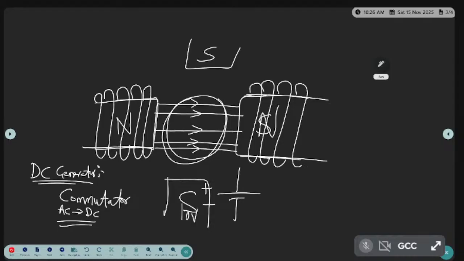Now, what are the parts of the DC generator? Here the field is not rotating. The field is constant. Constant means stationary. The stationary part of the DC generator is called the stator. The rotating part of the DC generator is called the rotor or armature. Why do I have to rotate?